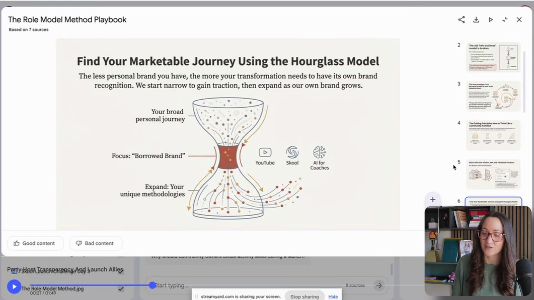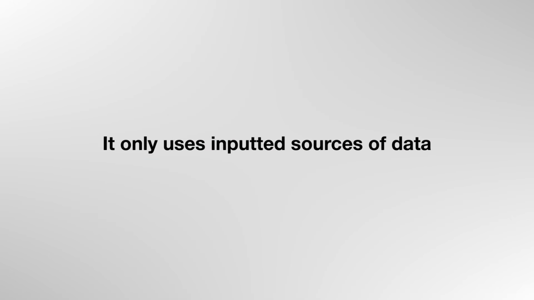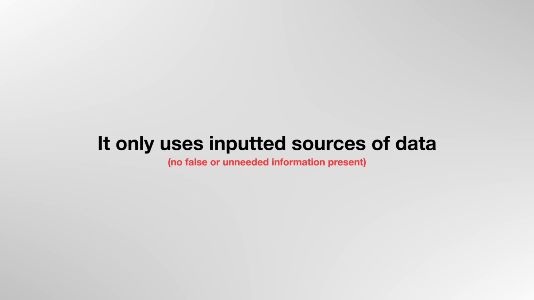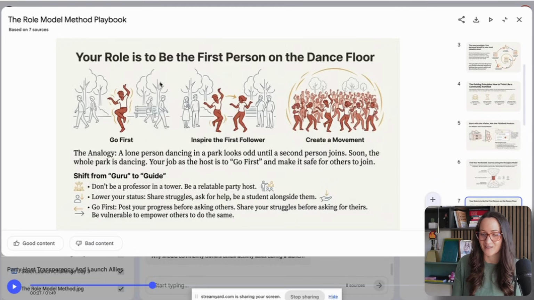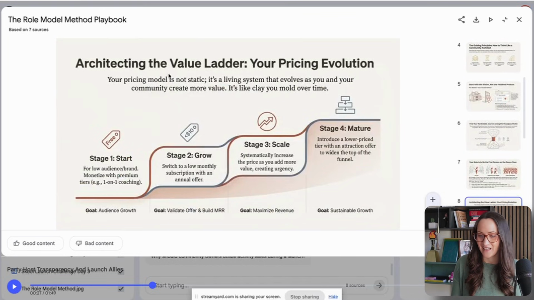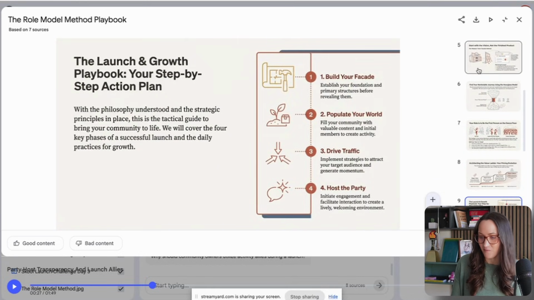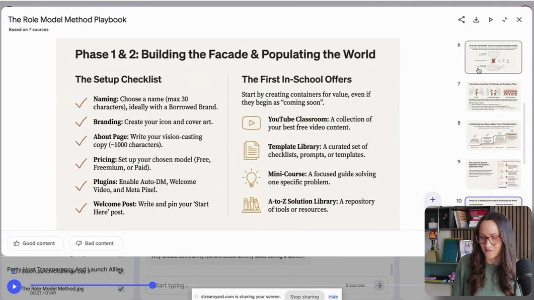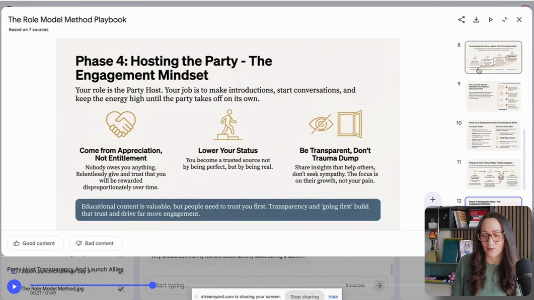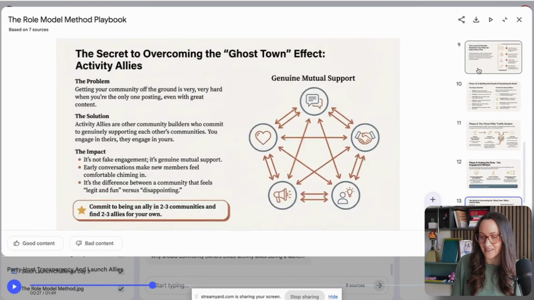And the reason why I can use this as is, is because it only uses my sources. It does not make up any fluff. Here it even has go first, inspire the first answers, create a movement, architecting the value ladder, launch and growth playbook, really cool, the different phases. So this is perfect. I can use this exactly as is.